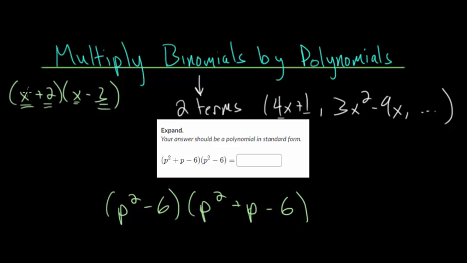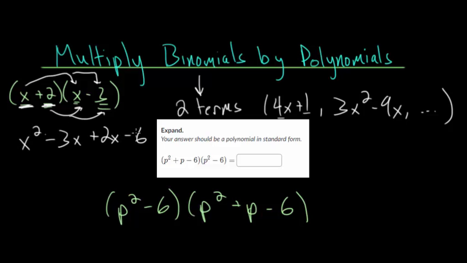So with distribution, this x multiplies to both of these. And then this 2 multiplies to both of these. So each term in this first one multiplies to every term in the last one. And so you get your x squared minus 3x plus 2x minus 6 when you actually add them all together. And of course, you can combine the middle ones.